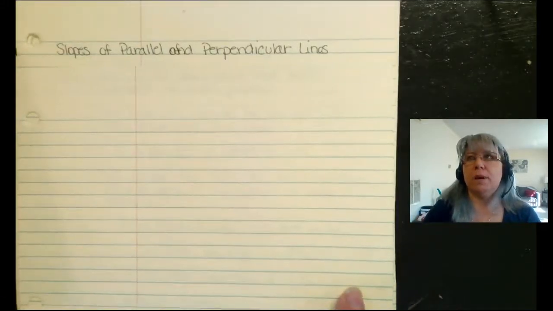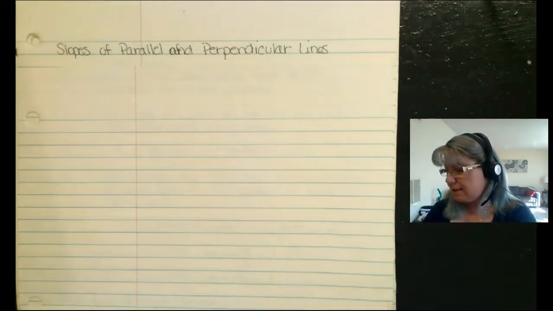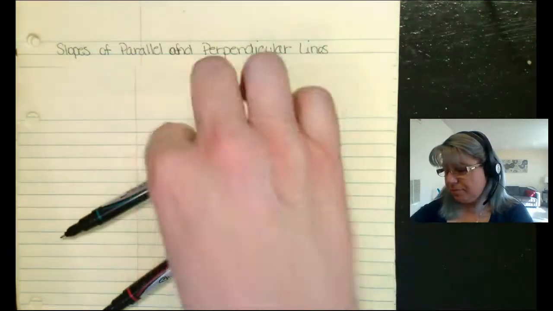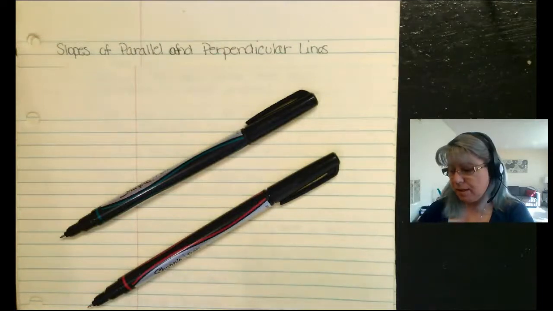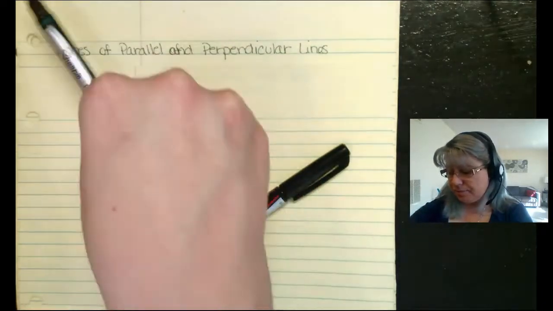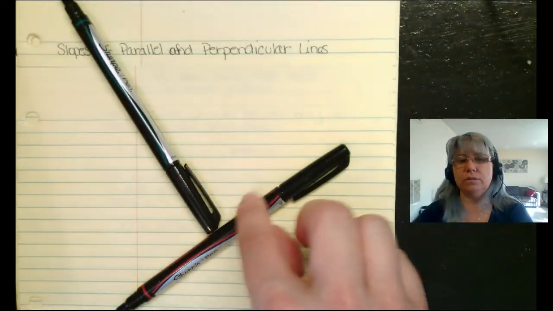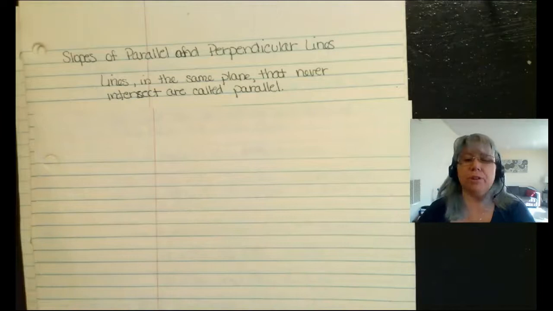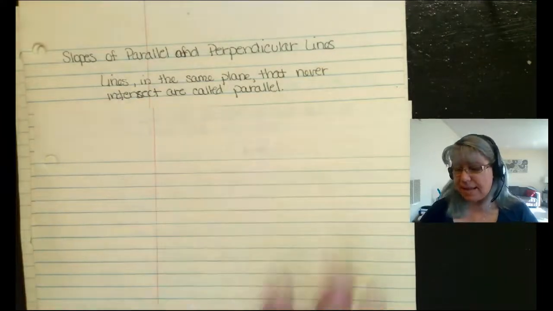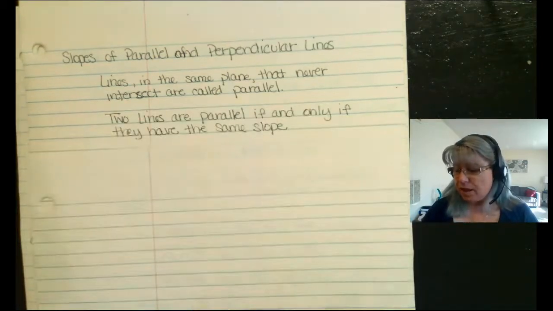Let's change our mindsets just a little and start talking about slopes of parallel and perpendicular lines. Parallel lines are going to be lines that never cross. Perpendicular lines are lines that cross at a right angle. Those are perpendicular lines. Okay. So parallel lines, they're on the same plane. We got to think about that. It's in the same area, but they never intersect. They're called parallel.